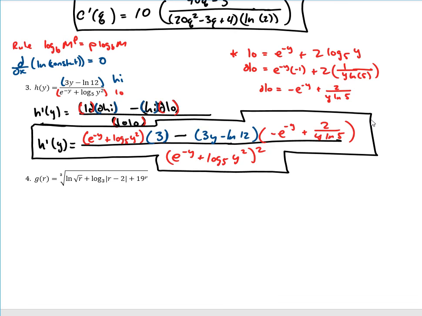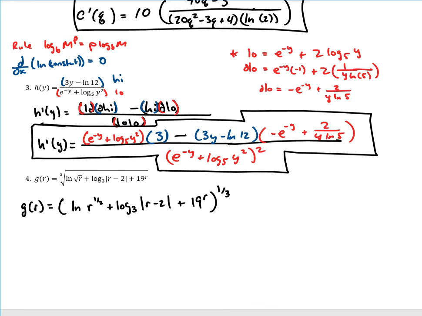Well, notice I've got multiple radicals, so I probably want to change that. So let's rewrite it before anything, and write this as parentheses ln square root of r, let's change to r to the 1/2, plus log base 3 of r minus 2 plus 19 to the r, all to the 1/3. So we saw it was a cube root. So I had two radicals I wanted to rewrite. And now it looks like this.